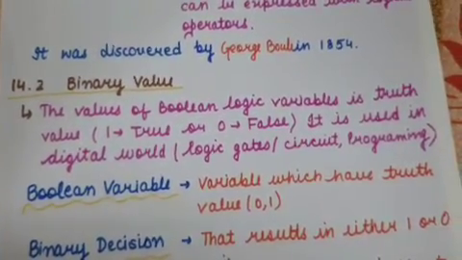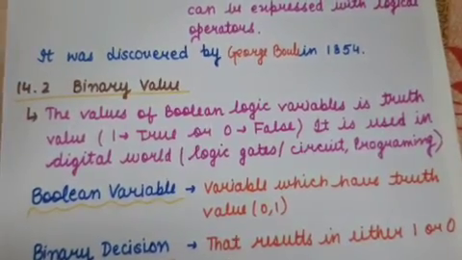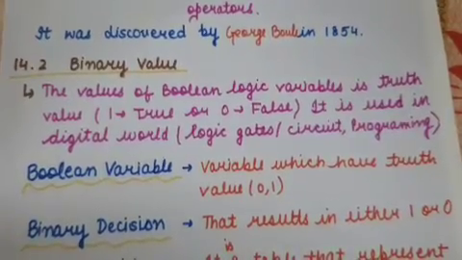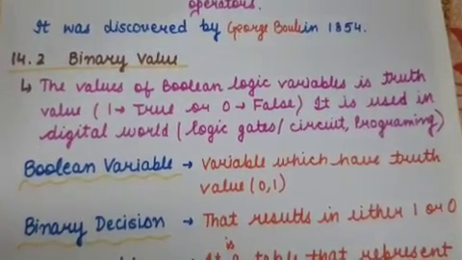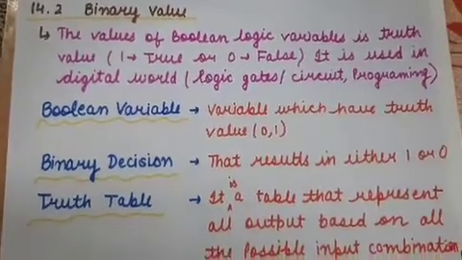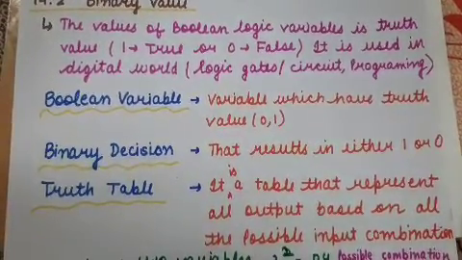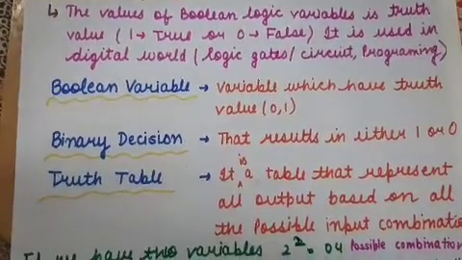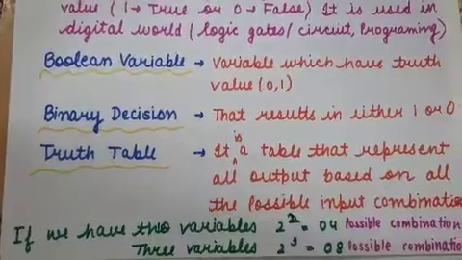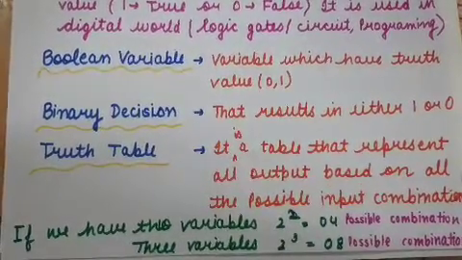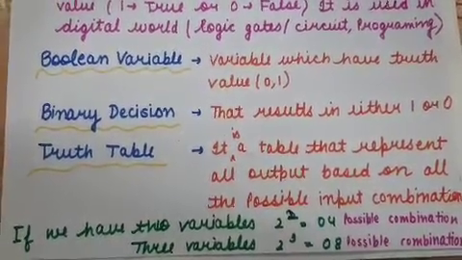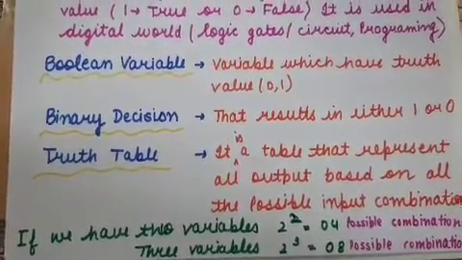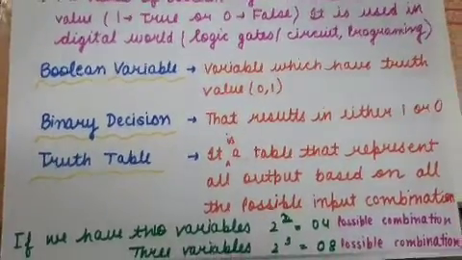Boolean variable: a variable which has truth value 0 or 1. Binary decision: the result is either 1 or 0. Truth table: it is a table that represents all the outputs based on all the possible input combinations. What do you mean by the input combination? If we have two variables, then we have four possible combinations. If we have three variables, 2 raised to power 3, 8 combinations. If we have four variables, then 2 raised to power 4, 16 combinations.